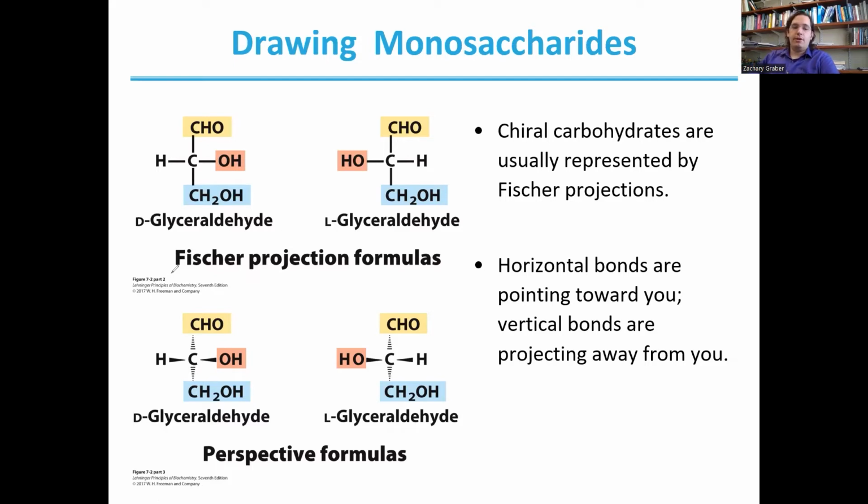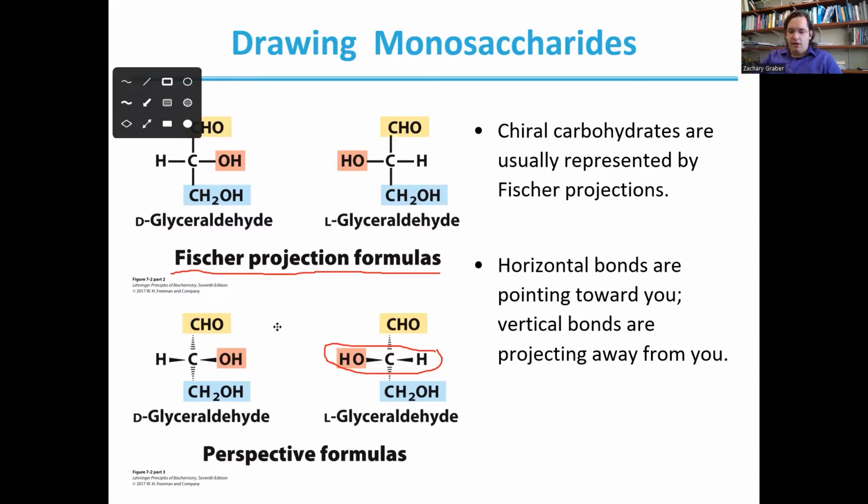So the common way of drawing sugars is using Fischer projection formulas. So remember, the key with a Fischer projection is that our horizontal arms are always pointing out towards us on wedges. So you can think of them as coming out to try to hug you. So these are the hugging arms of our sugars. And then the vertical bonds are going away from you.